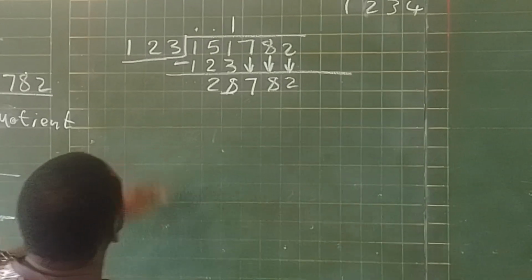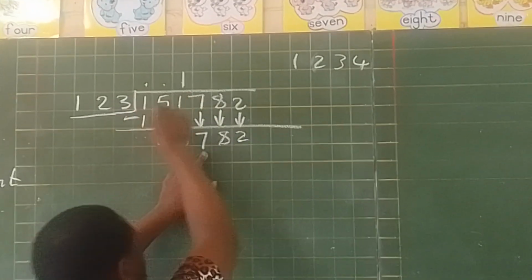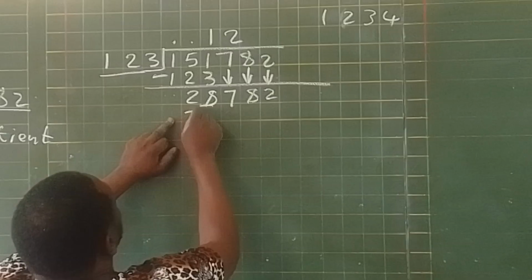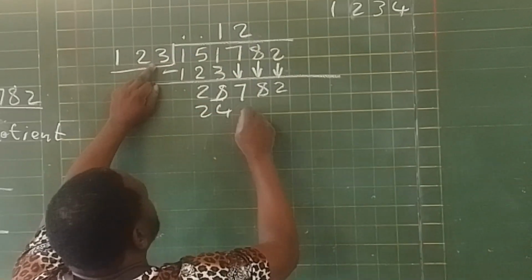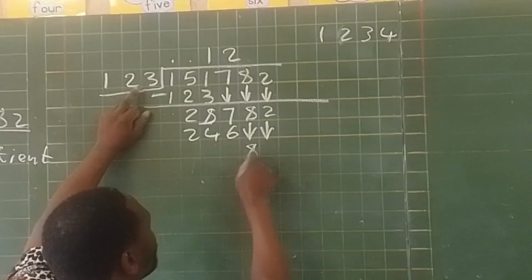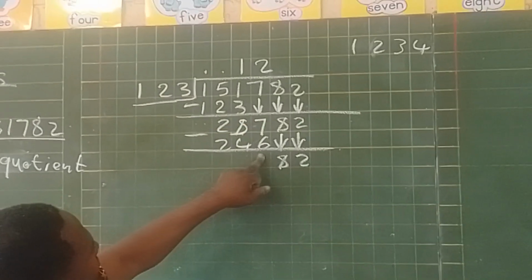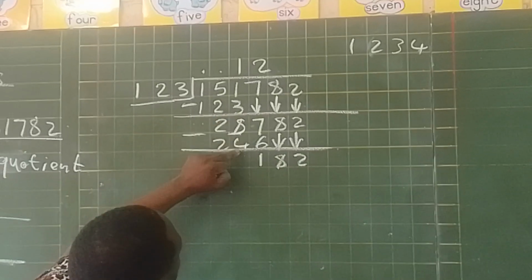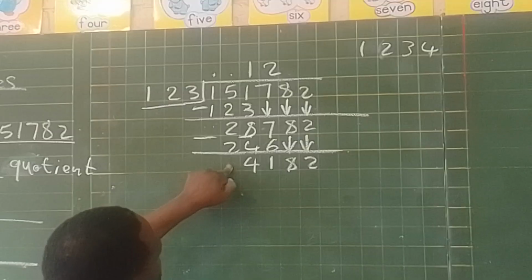Right? I take off this. We come and say 287 divided by 123. How many times? 2 times. 2 times 123: 2 times 1 is 2, 2 times 2 is 4, 2 times 3 is 6. You did not use 8, you did not use 2. Then we subtract. 7 subtract 6 is 1. 8 subtract 4 is 4. 2 subtract 2 is 0.